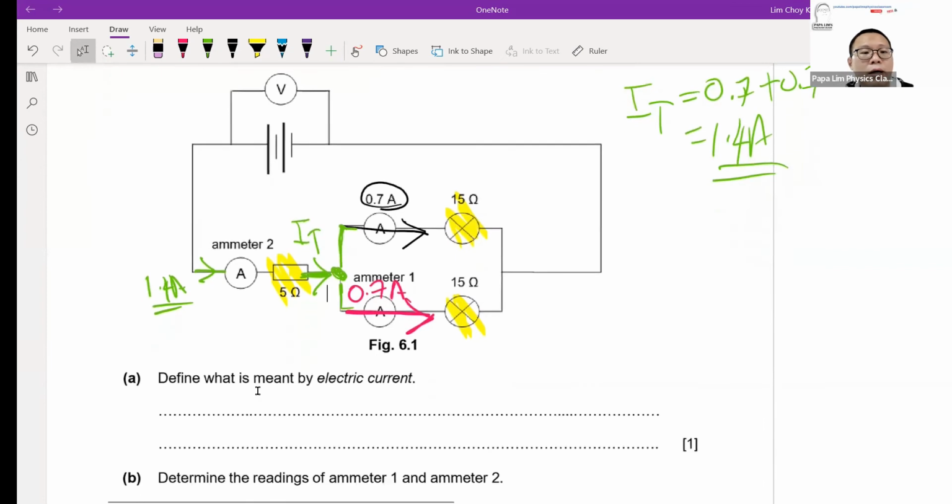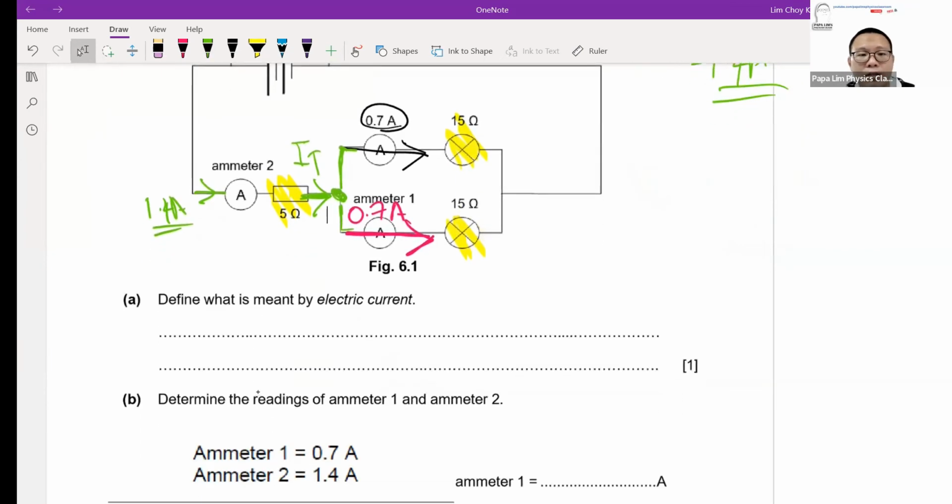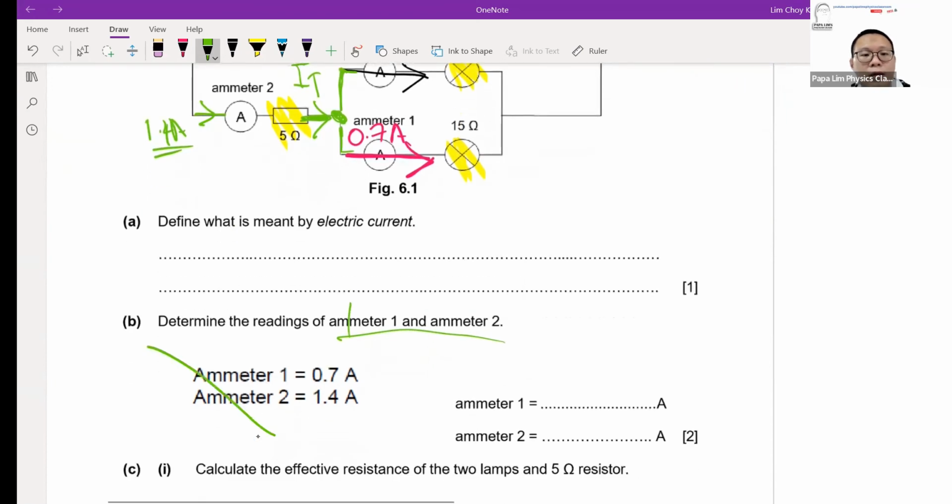Define current. I will not dwell too much. I would say everybody should know and must know. Current is defined as the rate of flow of charges across a particular component. Deduce ammeter 1 and ammeter 2, like I mentioned before. So the answer, we solved straight away, even before we read the question.